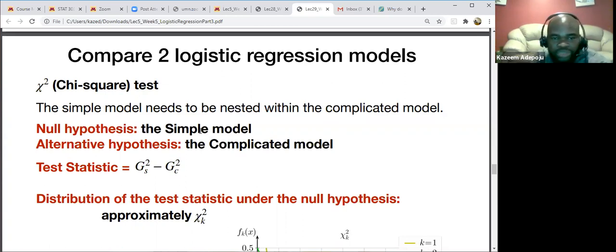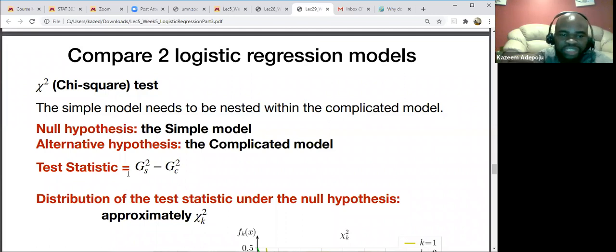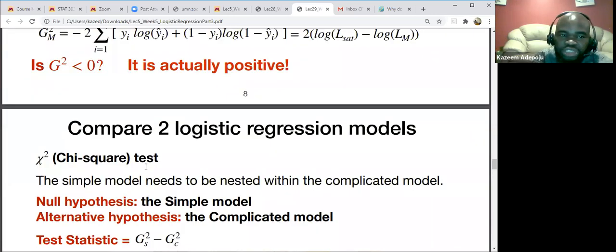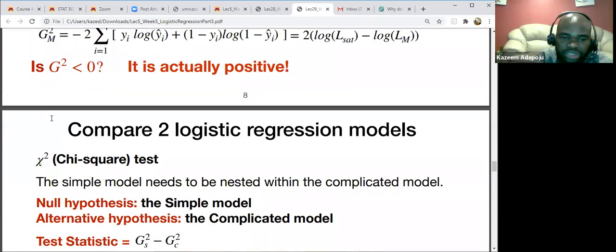In the null hypothesis, we have a simple model, and in the alternative hypothesis, we have a complicated model. If I really want to compare them, we're going to make use of a chi-square test. The chi-square test is actually going to be the difference of the G squared. I showed you G squared the other time. Look at the G squared. It means I'm going to have 2G squared. Why am I having 2G squared?